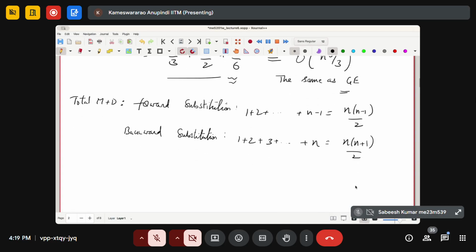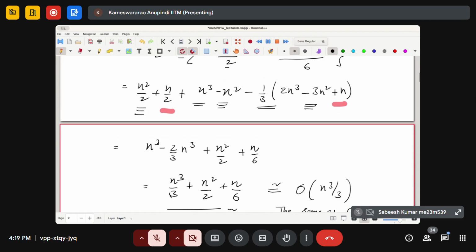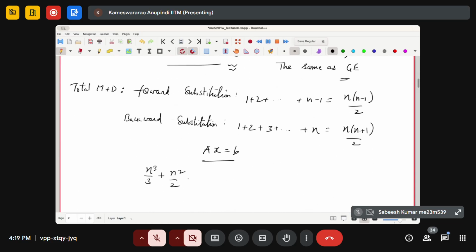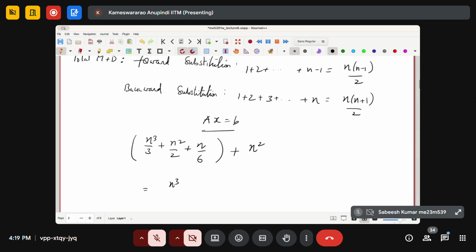That means total here, if you were to do completely Ax equal to B, then earlier you have n cubed by 3 plus n squared by 2 plus n by 6 coming from the LU decomposition, plus you have n into n minus 1 by 2 plus n into n plus 1 by 2. So this is going to be additional n square, right? You have n squared by 2 and n squared by 2, and then you have minus n by 2 and plus n by 2. So that's going to be total of n cubed by 3 plus 3 by 2 n square plus n upon 6. So that will be the total multiplications and divisions that are involved.